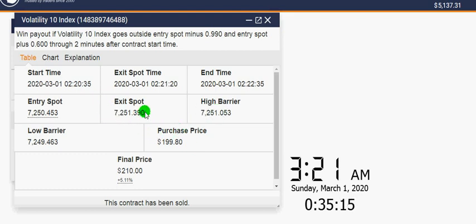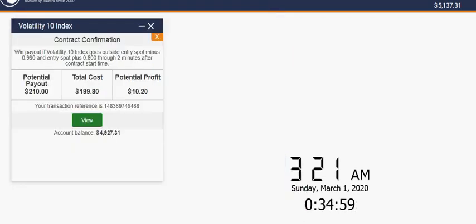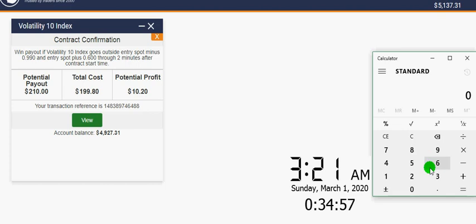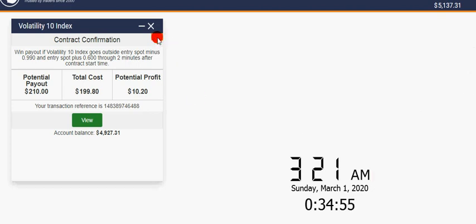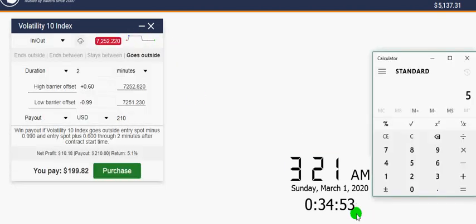So these are exit spots, 251,390. This is the entry spot. So our exit spot was higher than the higher barrier we set. So 390 is higher than 053. So we won that trade. Okay, let's go for the last trade. That's trade number 5 after 30 seconds. So we start counting from 50.